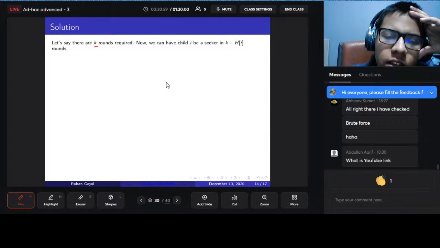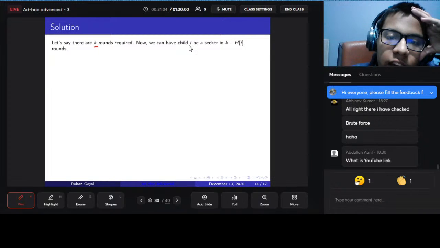Let's assume for now that there are k rounds. Now a child can be a seeker in a maximum of k minus hi rounds because they want to be the hider in hi rounds.